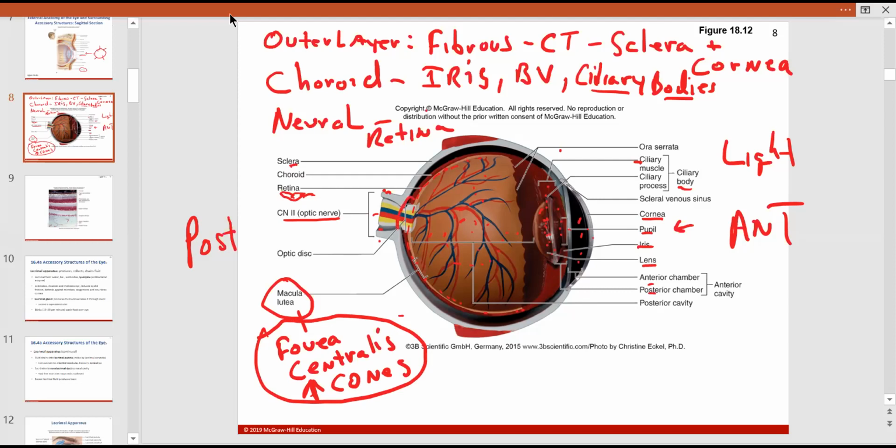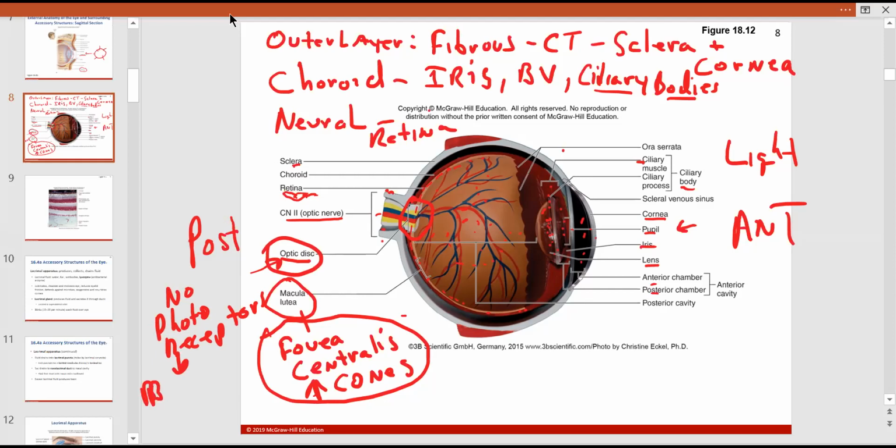But right here, there's something called the optic disc. The optic disc is the area where the optic nerve leaves the eye. And there are no photoreceptors there. None, no rods or cones. So this is your blind spot. So the optic disc is your blind spot.